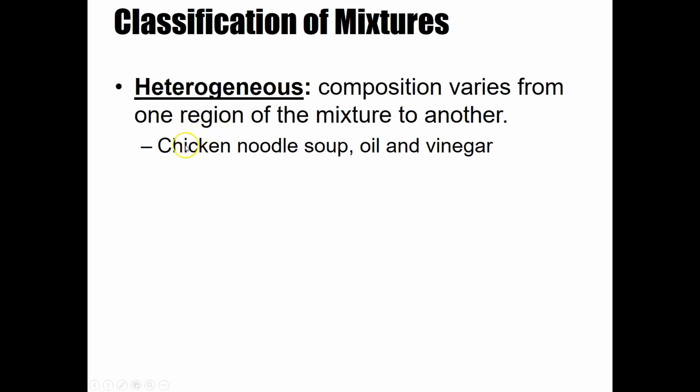Right, in your soup, every bite is not identical. In one bite, you might have a little bit of chicken. In another bite, you might have a carrot. Another bite, you might have a noodle, right? Not every piece is perfectly uniform. So that means it's heterogeneous. Oil and vinegar separate, right? The top will be different than the bottom. So that is heterogeneous.